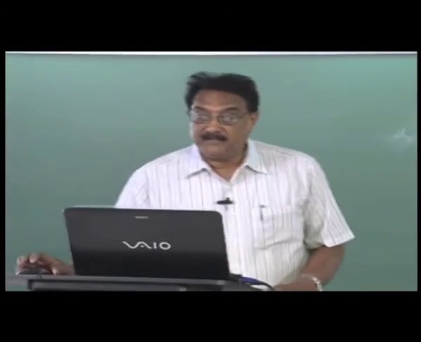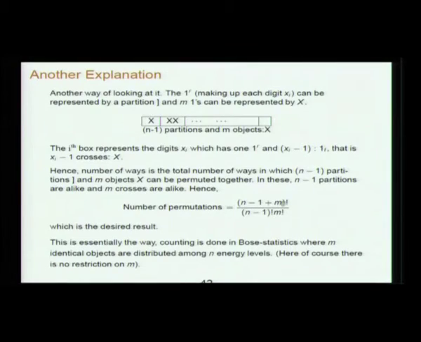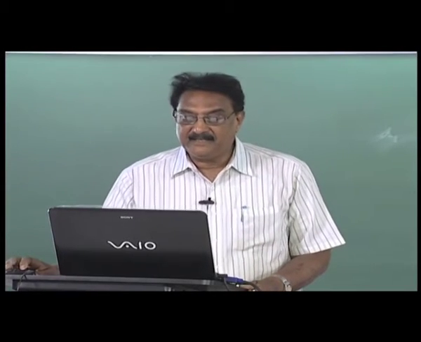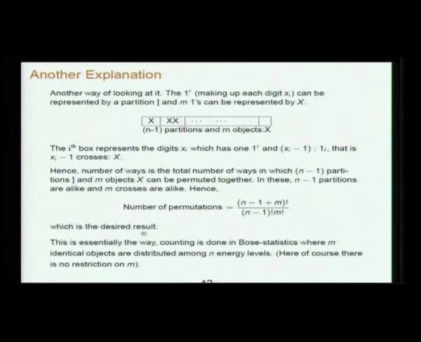So the number of permutations will be (n plus m minus 1) factorial by factorial (n minus 1) into factorial m. You have to think over it a little bit. These are the results, the desired result.